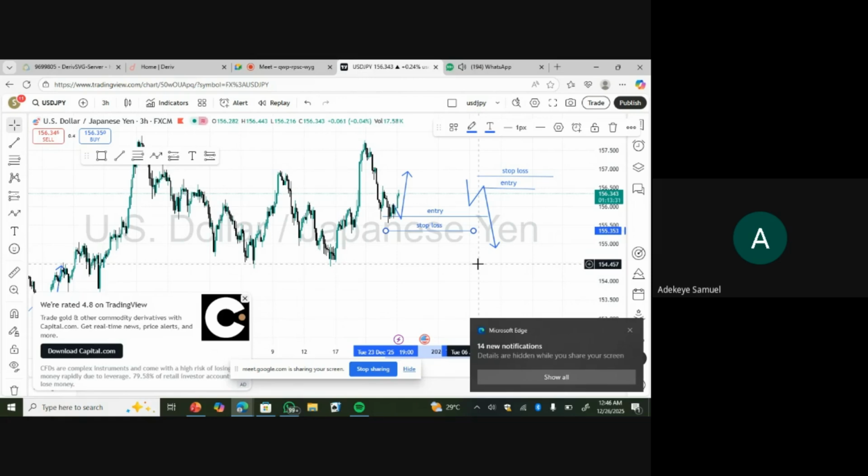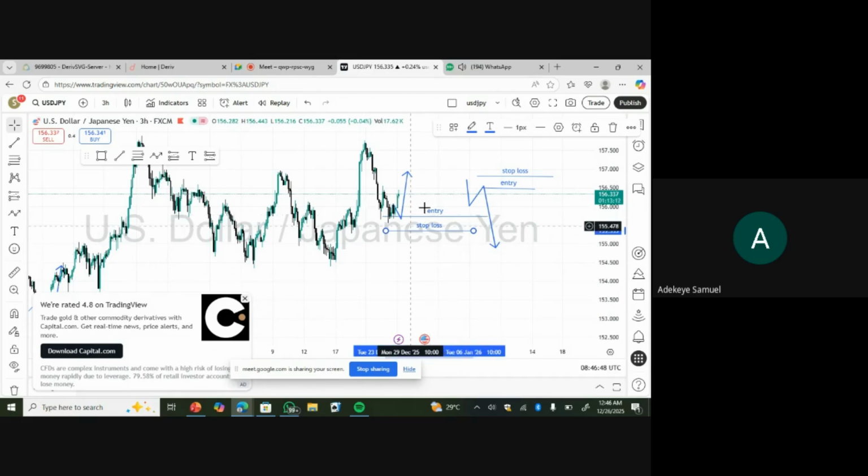Now you calculate your risk management before you enter that particular trade. Okay, this is the amount you are losing. After hitting that particular amount, your stop loss will close for you. All right. Now, where can I set my stop loss?